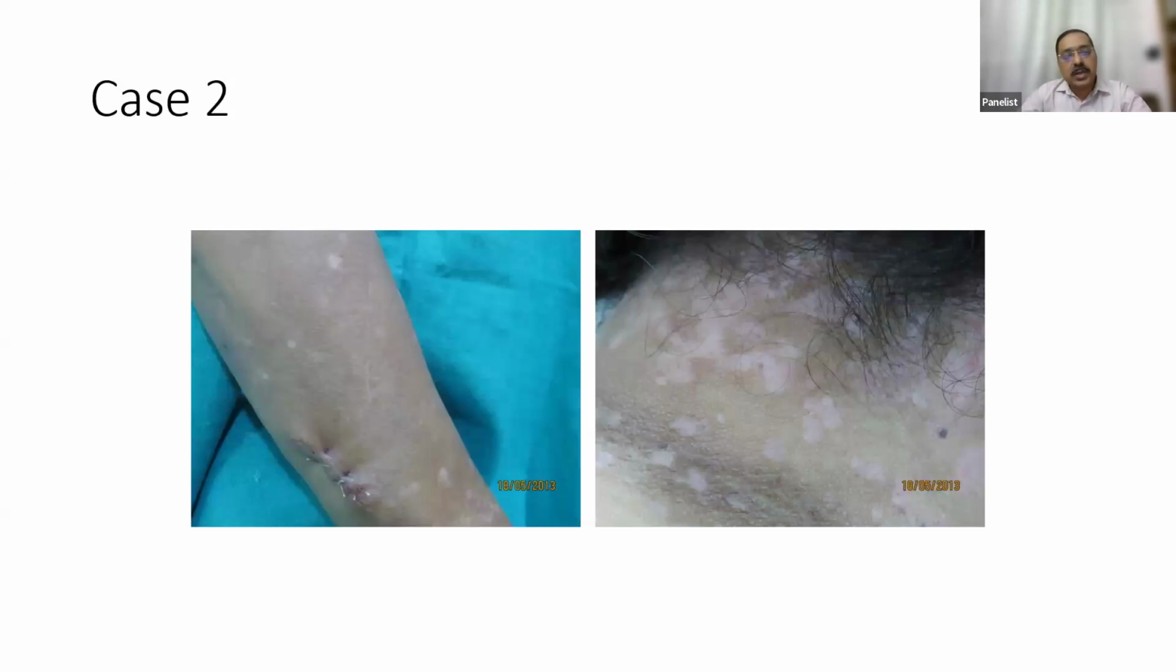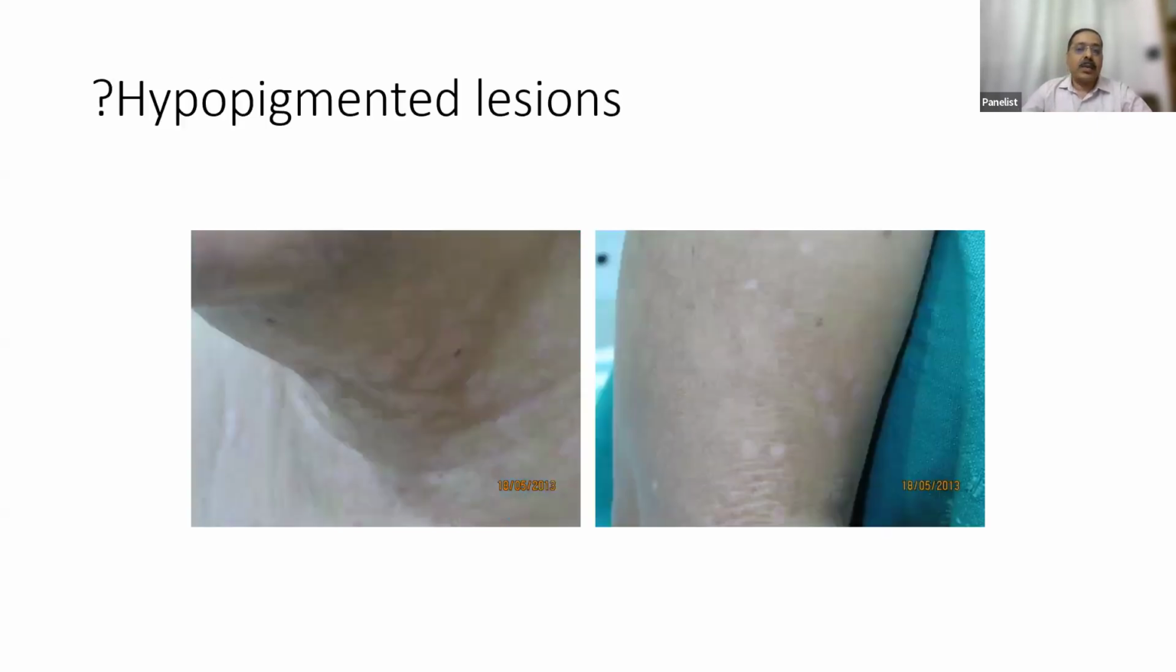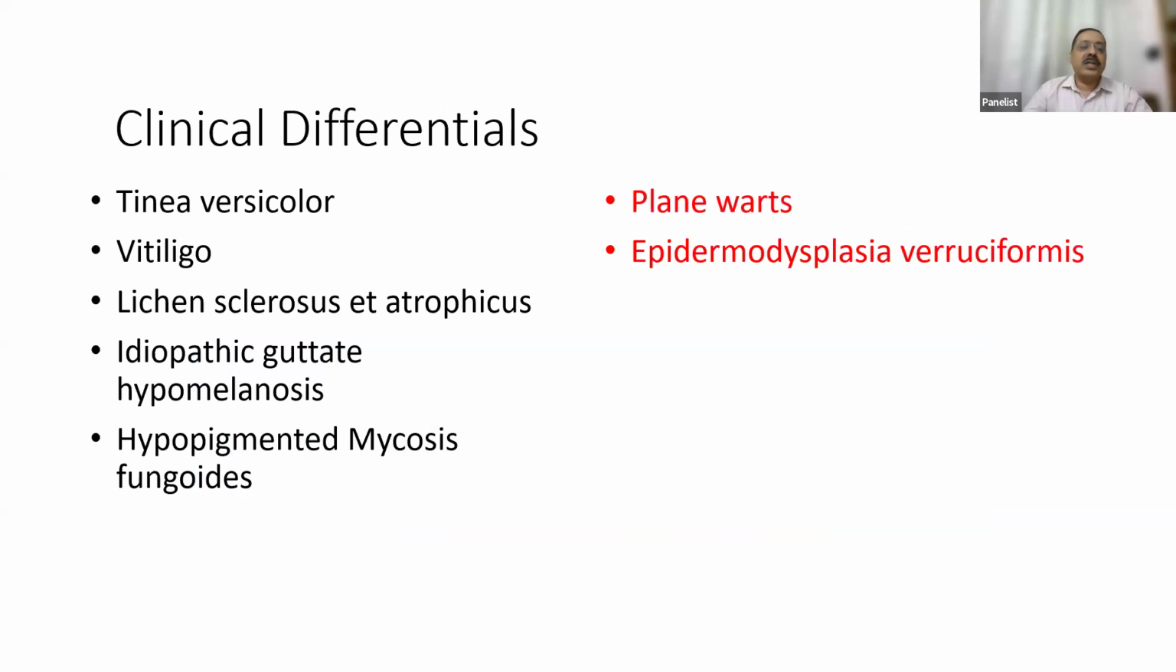This is another interesting case, because this looks like multiple hypopigmented lesions, but to a discerning eye, one would realize, when we use a hand lens or a dermoscope, that these are actually slightly raised lesions. They are not flat lesions. So the initial clinical diagnosis may be hypopigmented lesions, but the importance of examination with the hand lens is shown. And the clinical differentials would have been all of these: tinea versicolor, vitiligo, LSA, idiopathic guttate hypomelanosis, and even others.